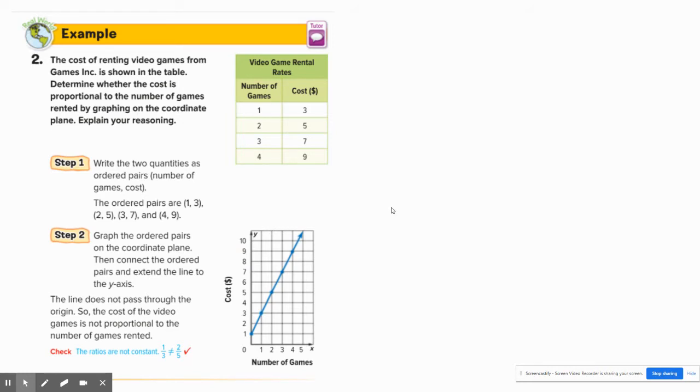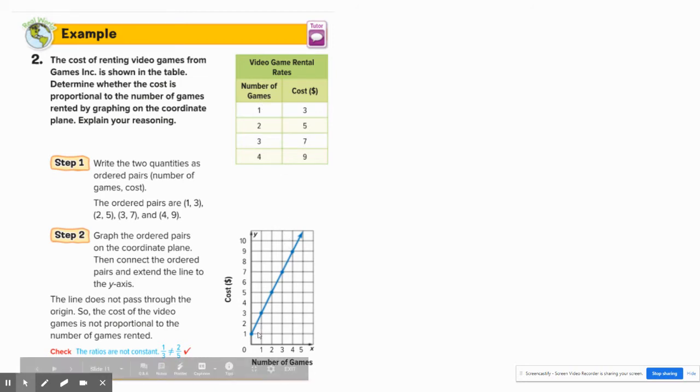The cost of renting video games is shown in the table. Determine whether the cost is proportional to the games rented. So, I told you to do it this way. 1 times 3 is 3. 2 times 3 is not 5. 3 times 3 is not 7. So you can look at the table and say, no, that's not true.